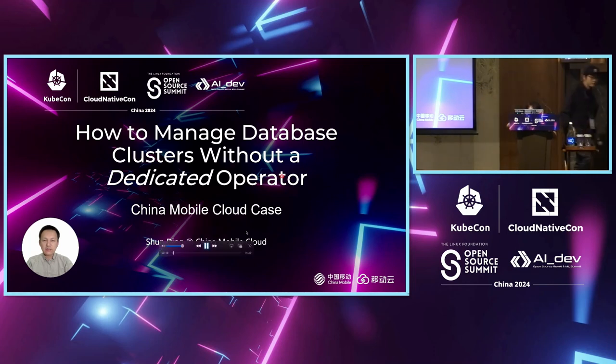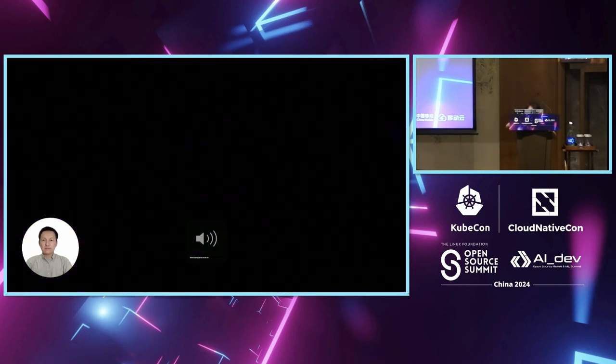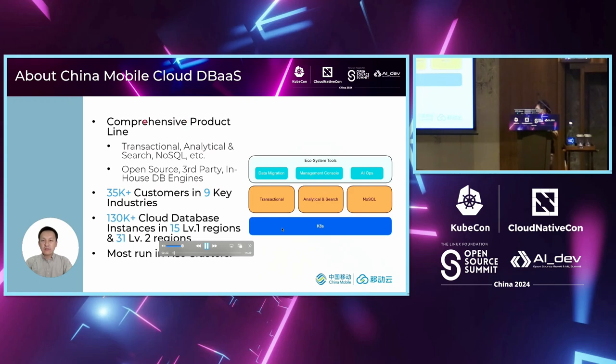Writing dedicated operators. So let's start. Before we jump in, let me first introduce to you an overview of the China Mobile Cloud DBaaS product line. We have a comprehensive product line ranging from transactional databases, analytical and search databases, NoSQL, etc. Not only do we provide open source and third-party DB services, we are also developing our own in-house DB engines, and we want to provide DB services on top of that.